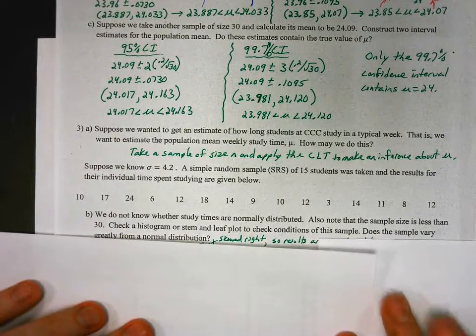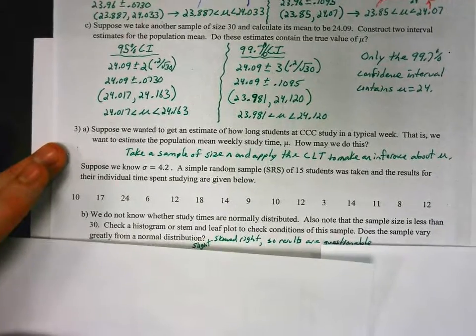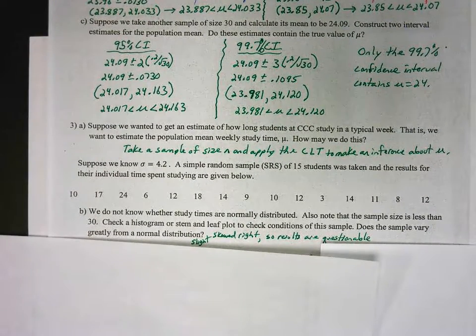We do not know whether study times are normally distributed. Also note that the sample size is less than 30. So right now we have a problem with the central limit theorem, because we don't know that the original population is normally distributed, and we have a sample size less than 30. Generally you would say the central limit theorem wouldn't apply. But we can loosely apply our results if our distribution is not too far from normal.